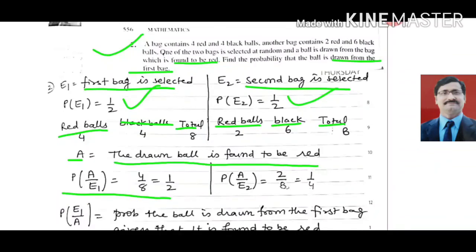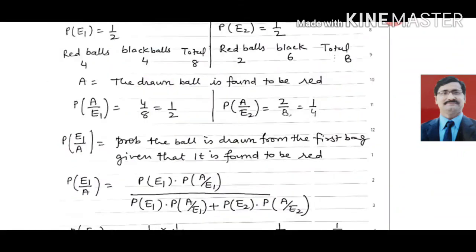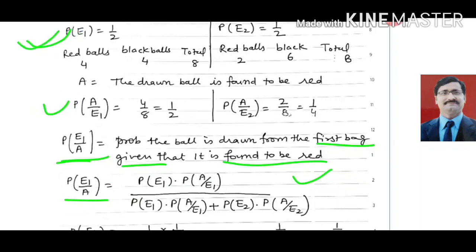Now if the first bag is given, then what is the probability that the ball is red? That will be 4/8, means 1/2. Now if the second bag is given to you, the probability that the ball is red will be 2/8, means 1/4. Now we have to find P(E1|A), means the probability that the ball is drawn from the first bag, given that it is found to be red. You know this formula: P(E1) into P(A|E1) will be the numerator, and P(E1) into P(A|E1) plus P(E2) into P(A|E2) will be the denominator.